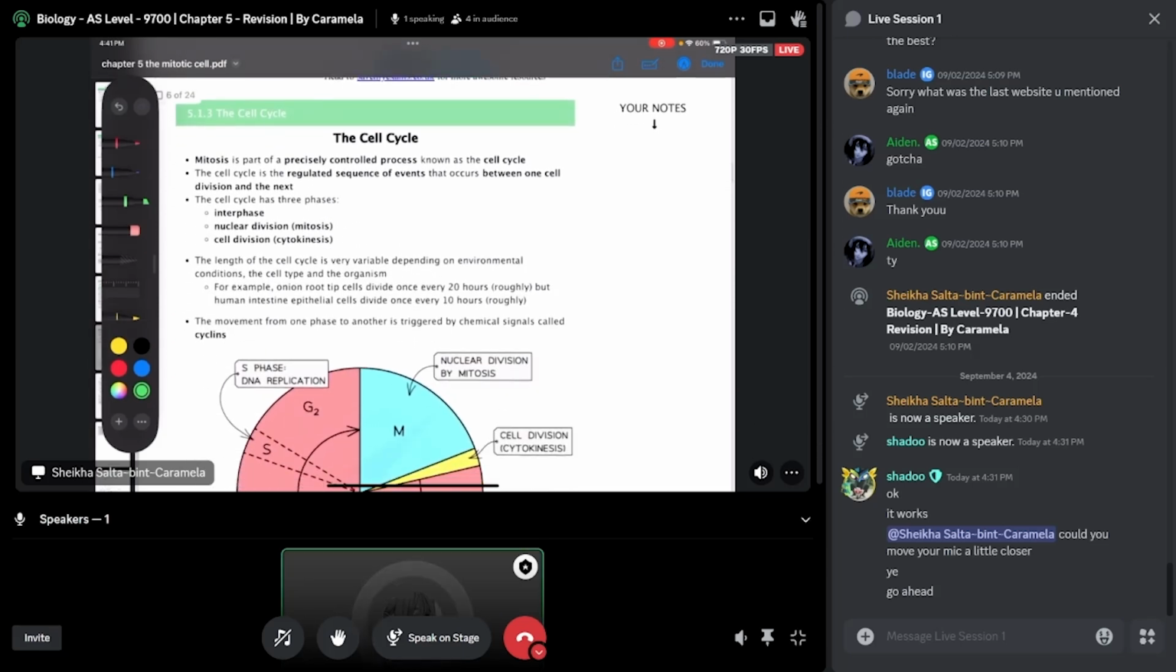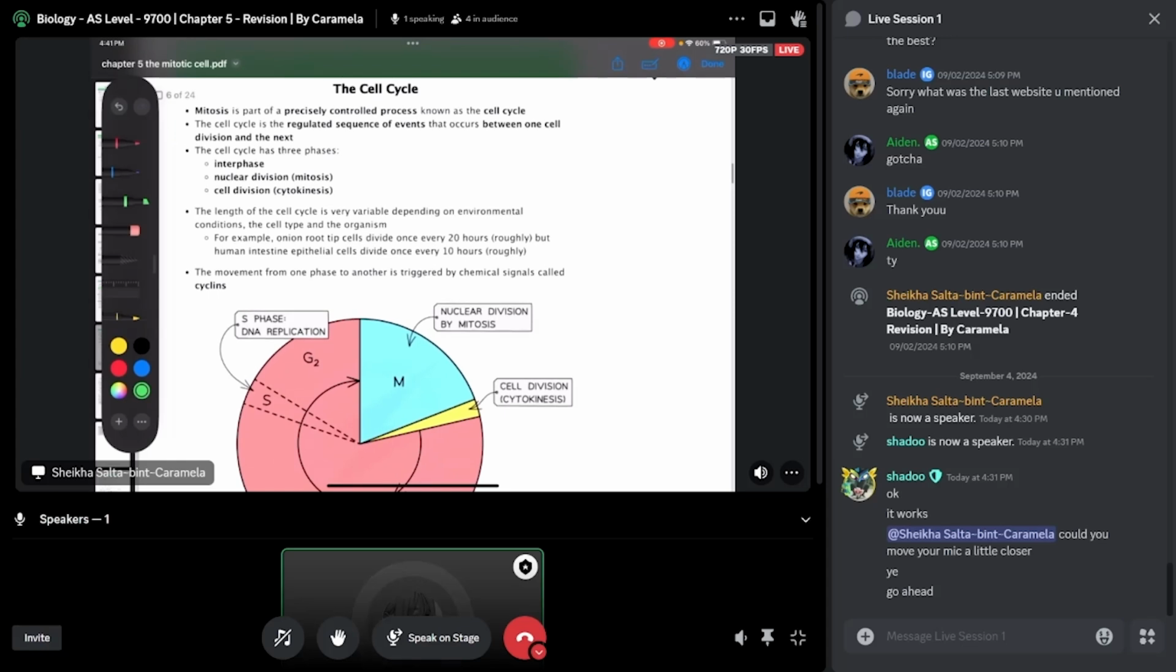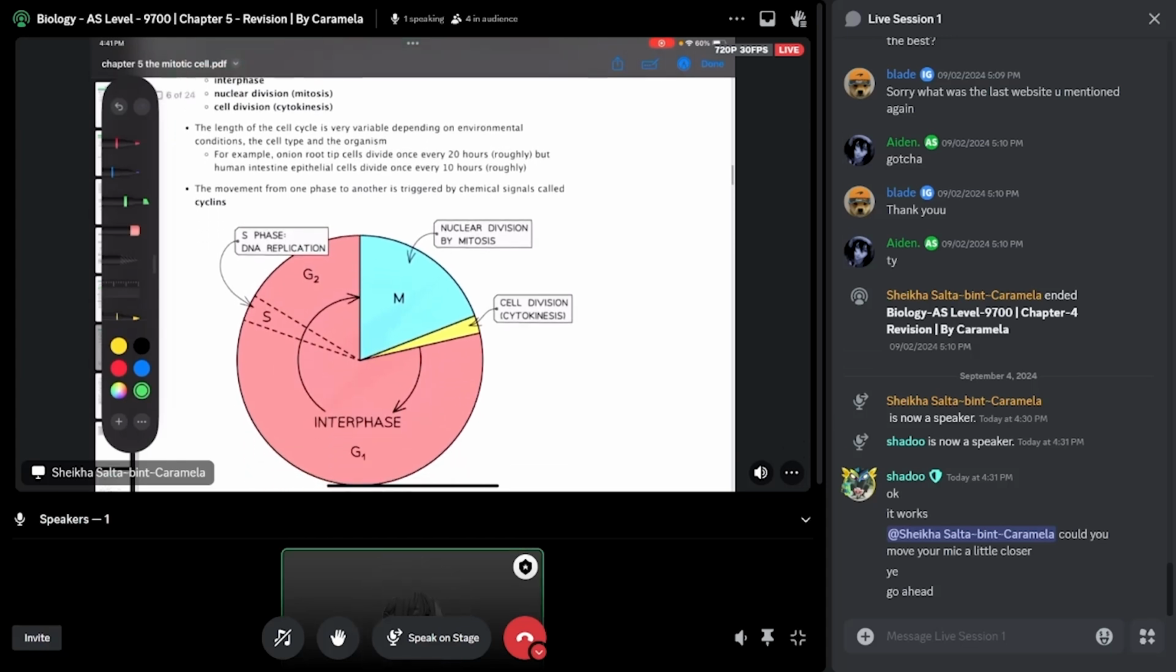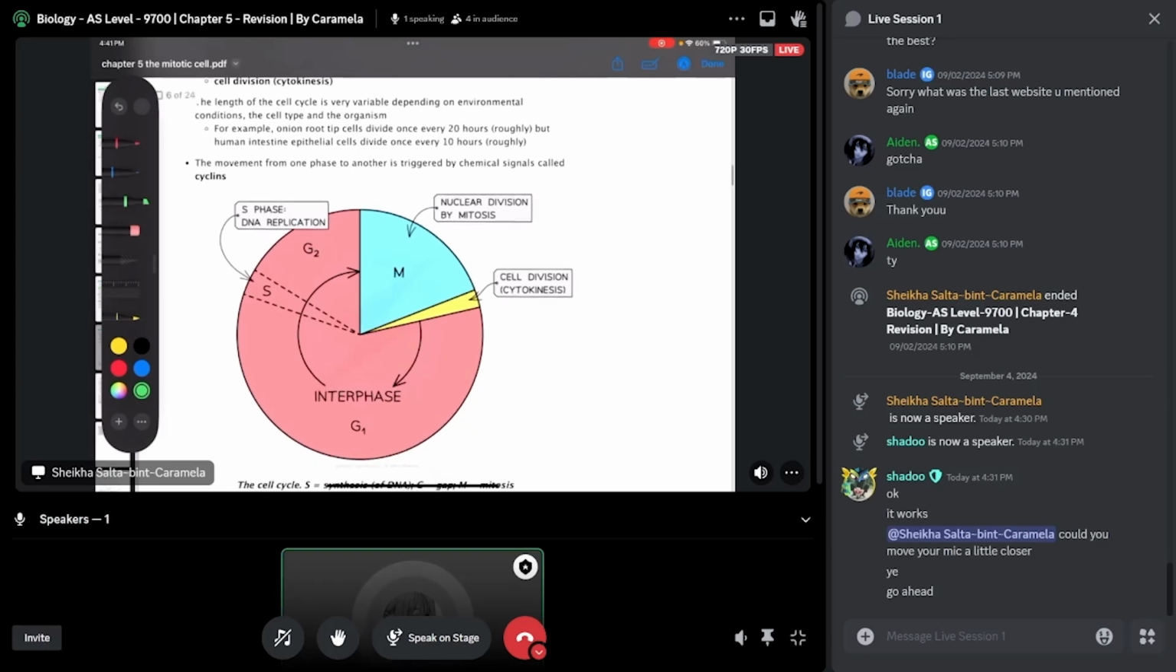We have now the cell cycle. We will discuss this in detail. Now, the length of the cell cycle is variable depending on each organism and also the environmental conditions, because we all know that conditions can change and then enzymes work at different temperatures and everything. So all of these affect it.